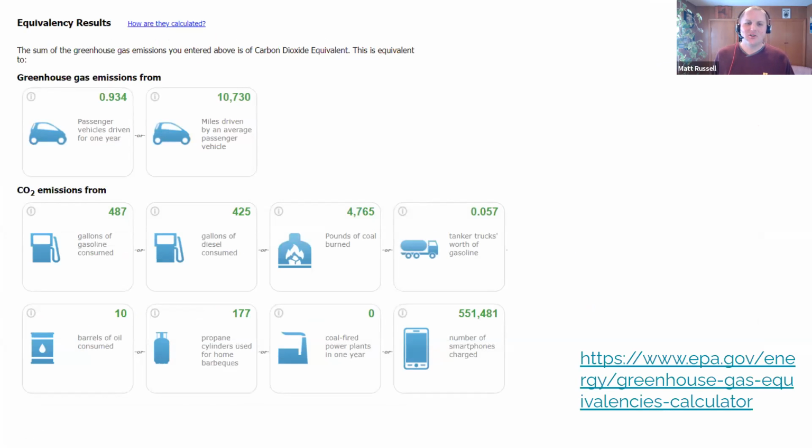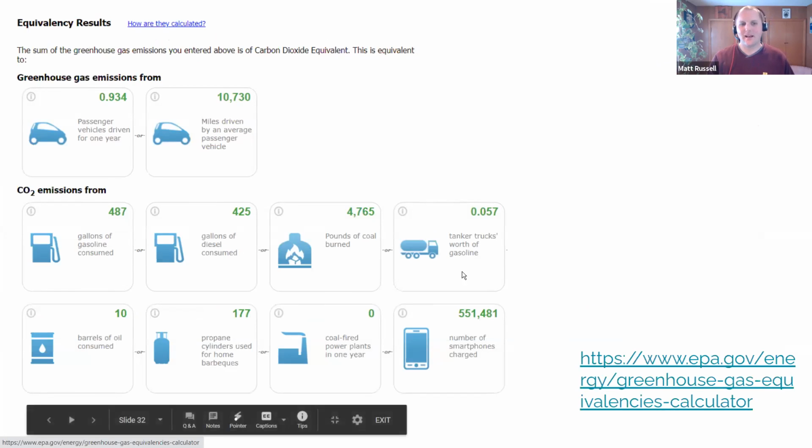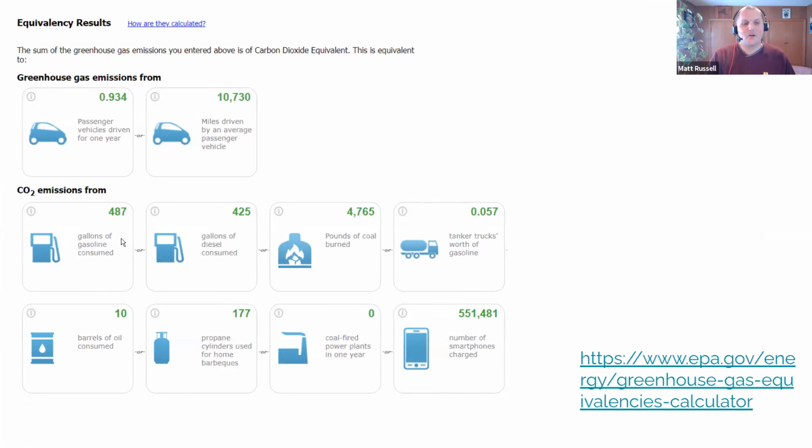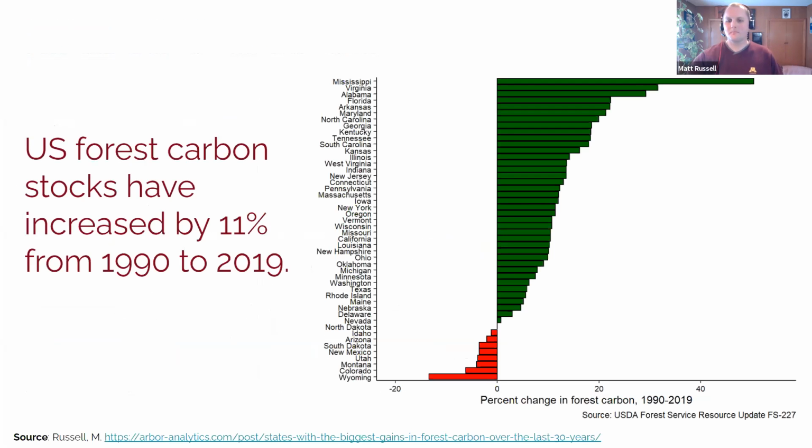This is a graph showing, just like we did for the single tree, the woodland on a per acre basis. That woodland in Bemidji with all those different tree species offset the equivalent of almost 500 gallons of gas consumed, just on 1 acre. Again, I can't say enough about this great tool the EPA has for greenhouse gas equivalencies.